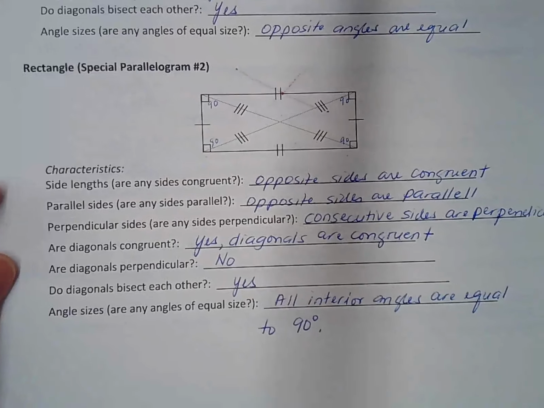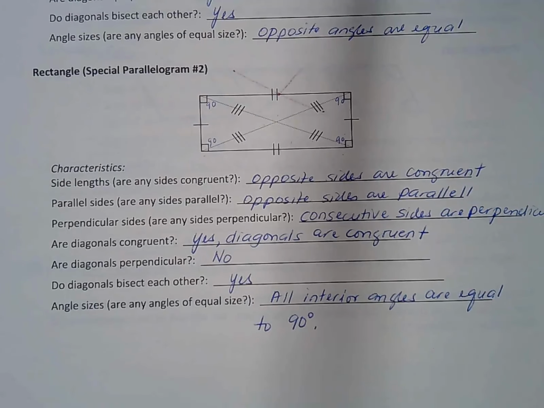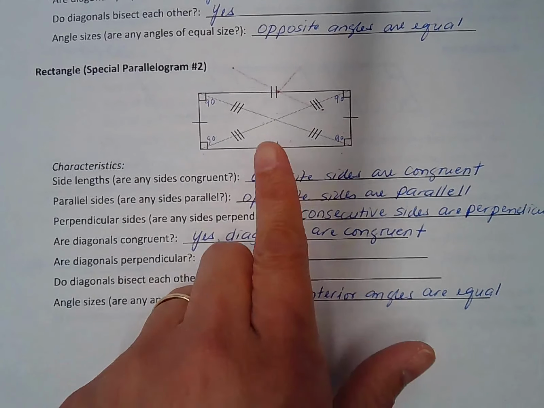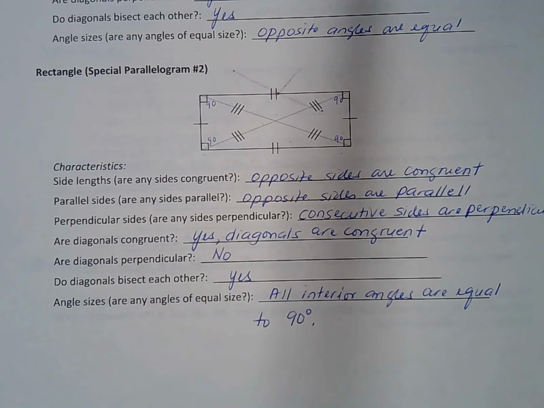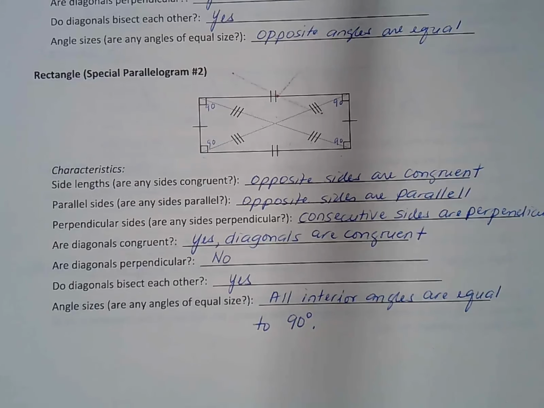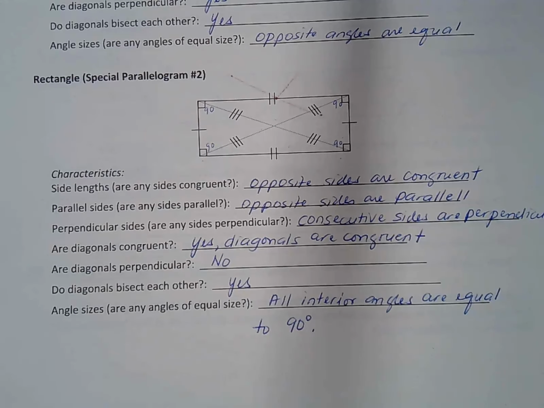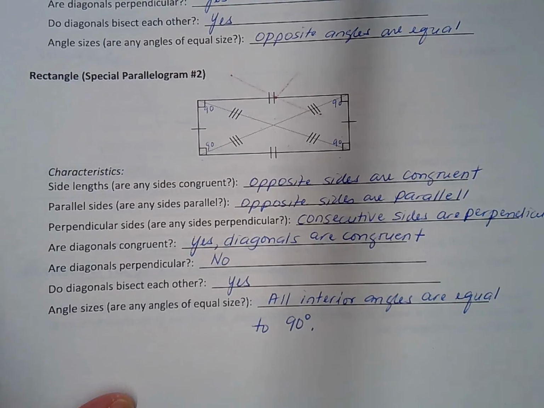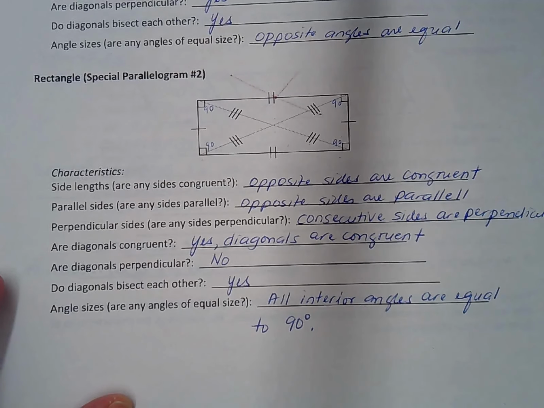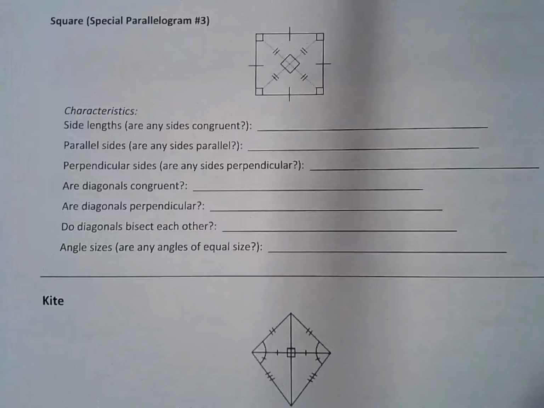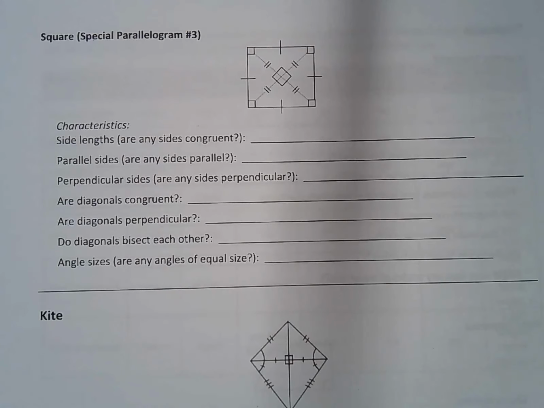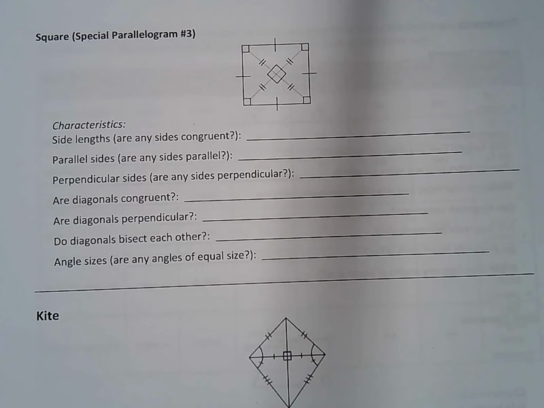And then this one we are very, very familiar with, because everybody knows rectangle. A rectangle is a special parallelogram, and these are the characteristics. We wrote that last week. If you weren't here last week, you can find that on the blog. Now we're just going to continue on with the next ones.